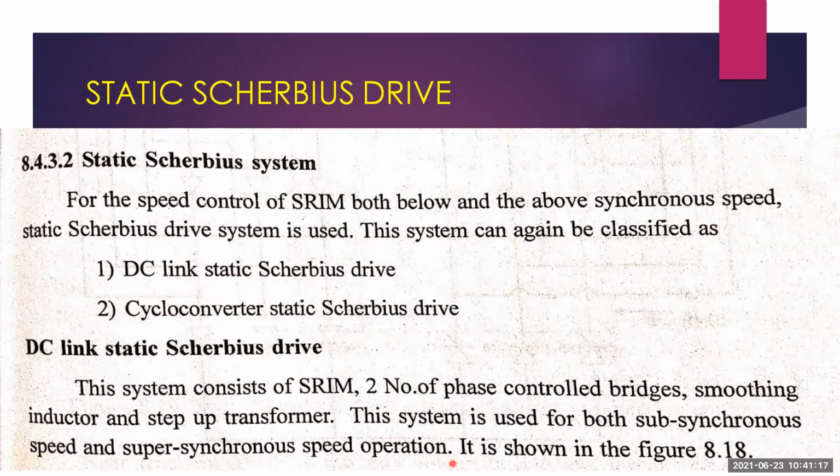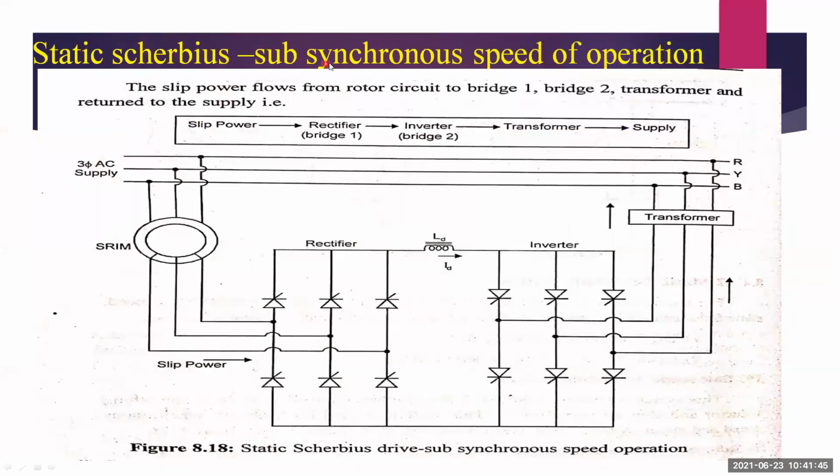So this is the difference between the static Kramer drive and the static Scherbius drive. The static Kramer drive operates only in subsynchronous speed of operation, but the static Scherbius drive operates in both super synchronous and subsynchronous. Below and above synchronous speed can be controlled using the static Scherbius drive, but in the static Kramer drive only below synchronous speed. This is the circuit diagram of the static Scherbius drive for subsynchronous speed of operation.